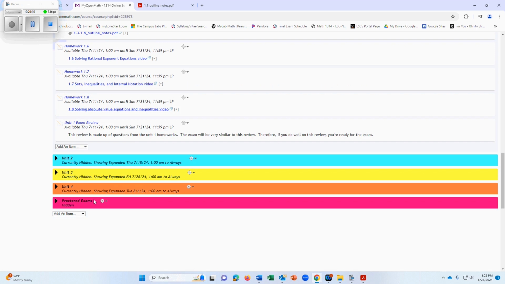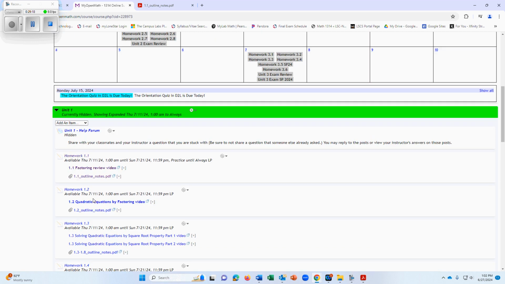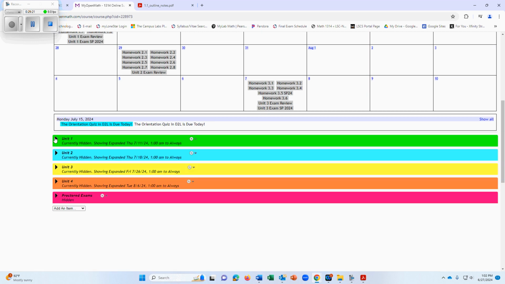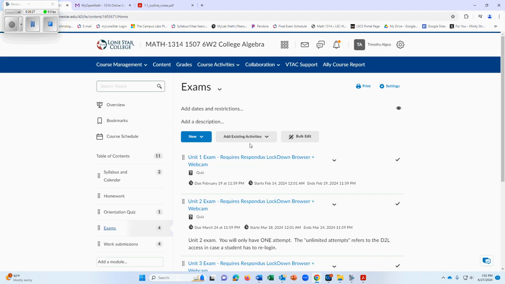And then once the deadline has passed, I will make it visible. So it won't be hidden any longer, and you can look over your exam and see how you did. So that's kind of how that's going to work. I think that might cover most everything.